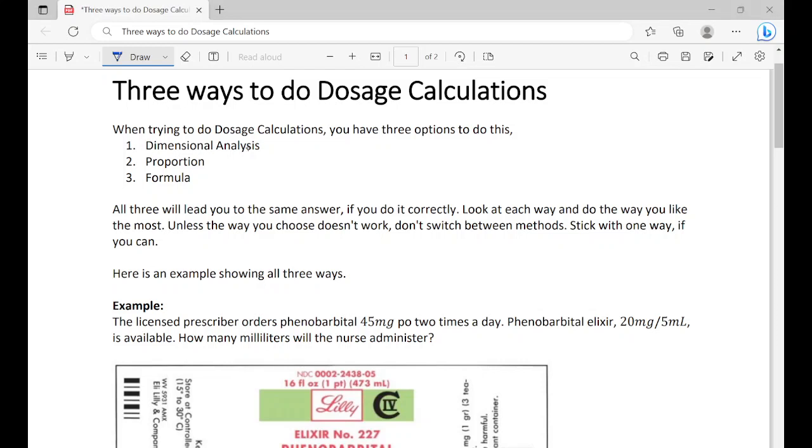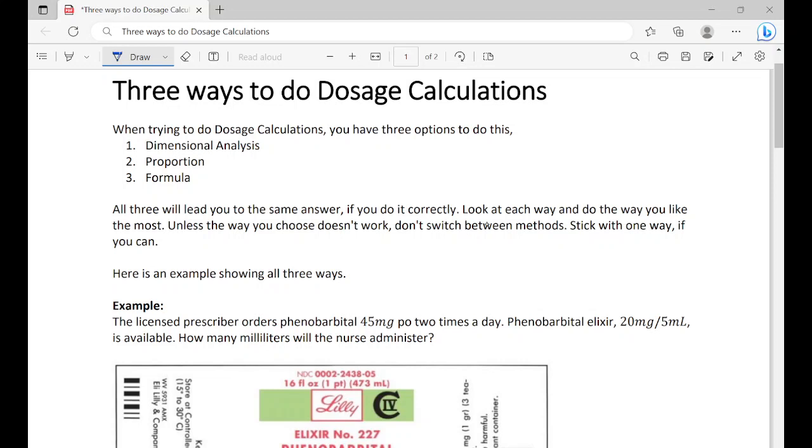When trying to do dosage calculations, you have three options to accomplish this. First, you can do dimensional analysis. Second, you can do a proportion. And third, you can do a formula. Now, all three of these will lead you to the same answer if you do it correctly.